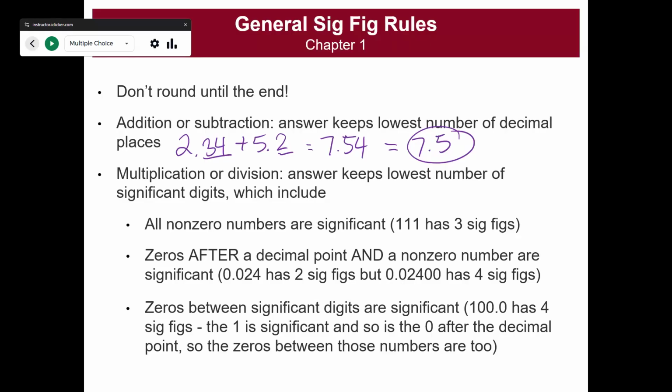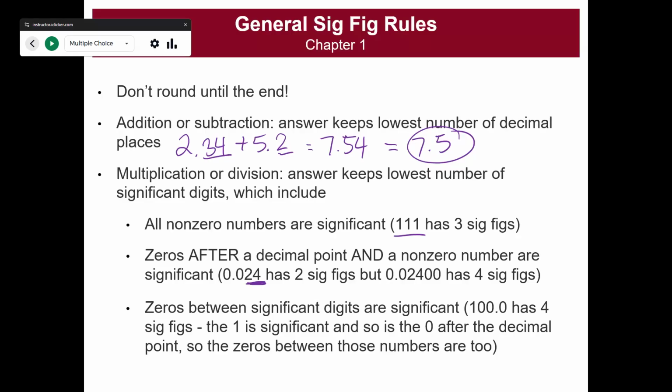So what are significant figures? Any non-zero number is significant. 111 has 3 sig figs, 111. They're all significant. Zeros after a decimal point and after a non-zero number are significant. So 0.024, those zeros are not after a significant number. So that means that those zeros are not significant, even though one of them is after a decimal point. So that one only has 2 sig figs, the 2 and the 4.